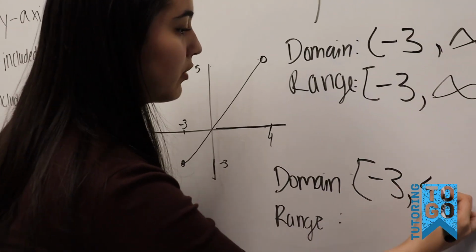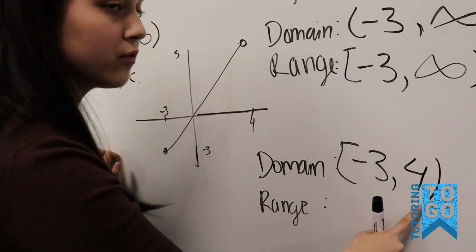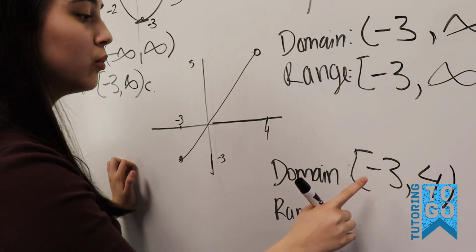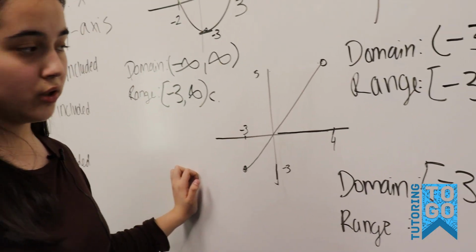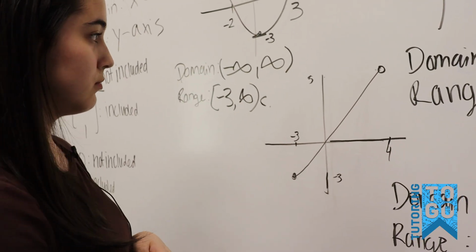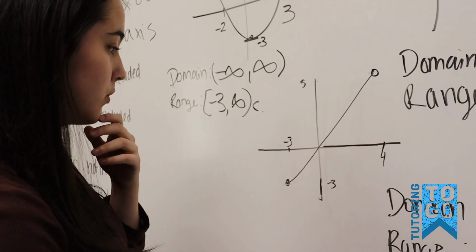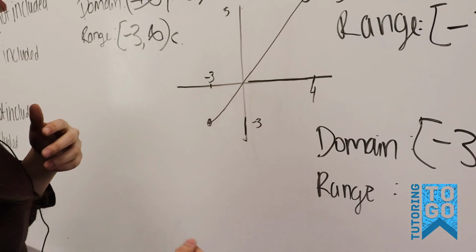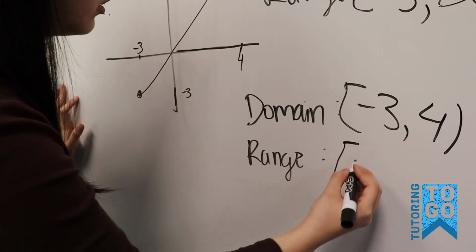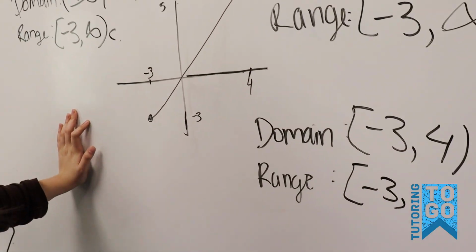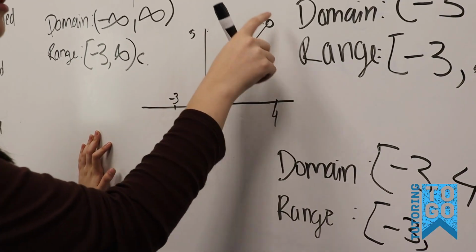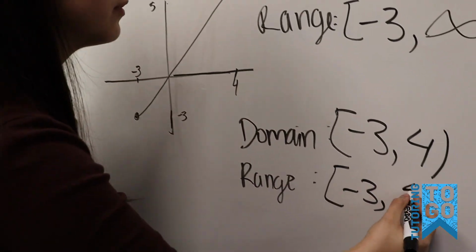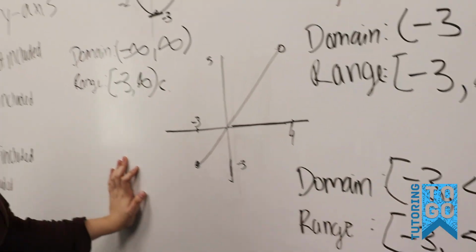So we're going to be writing this with parentheses for not included, -3 with a bracket for being included. Now for the range. This is using y values. This is a closed dot for -3, meaning we're going to be using brackets for being included for -3, and then the highest for this, 5, is not being included, so we're going to be using 5 with parentheses.